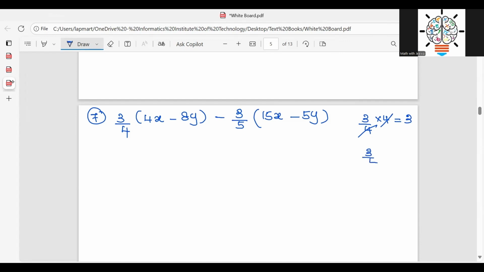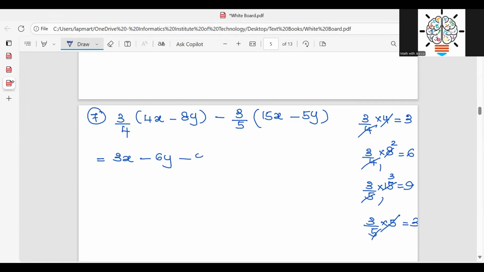So then let's say 3 over 4 you multiply by 8. 4 times 1, 4 times 2, 2 times 3, 6. And then 3 over 5 when you multiply by 15. 5 times 1, 5 times 3, 3 times 3, 9. Then 3 over 5 you multiply by 5. 5 and 5 cancel, it is 3. Okay. So then what you want to do, the 3 over 4 times 4, it is 3x. 3 over 4 times 8, 6y. So then the 3 over 5 times 15, 9, negative 9x.